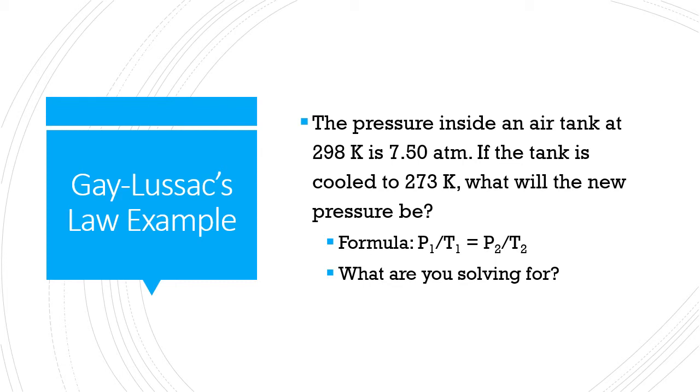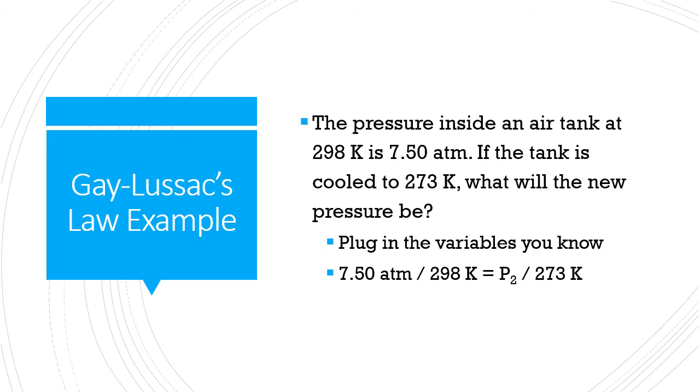So let's plug in what we know. We know that initially the pressure was 7.50 atmospheres and the temperature was 298 Kelvin. So let's plug those in for P1 and T1. P2 we do not know, so we'll leave it in its variable form. However, we do know T2. We know in the second condition that it was cooled to 273 Kelvin, so we'll plug that in for T2.